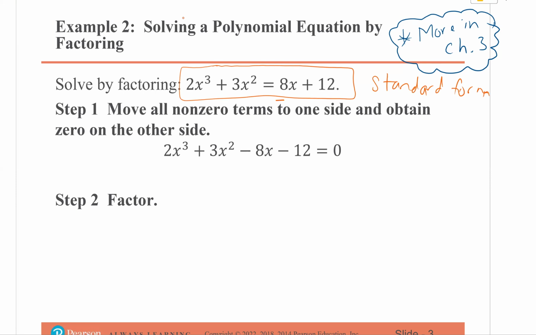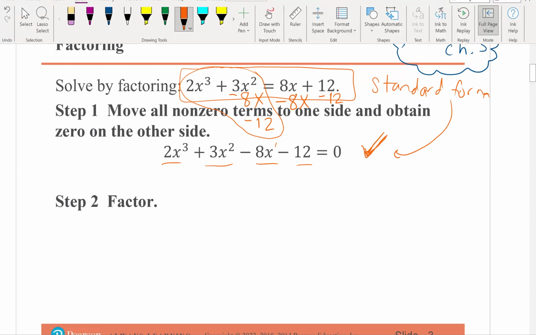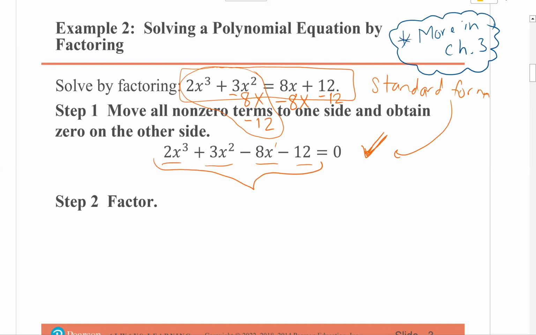But in this example, it looks like I need to move this 8x to the left side. I'll subtract it. And then also this 12. They're both positive, which is why I'm subtracting them. And then here they look like they're in descending order of powers. I've got a third power, second power, first power, and then the 12 has no x, so it's a 0 power. So it's in standard form, check, check. All right, looks good. And then the next step would be to factor. If what's on the left side of this equation did not factor, then there's nothing we can really do at this point. We'll have to wait till chapter 3 to figure out how to solve it.